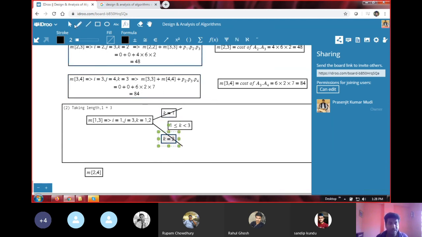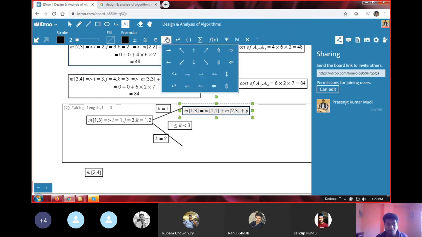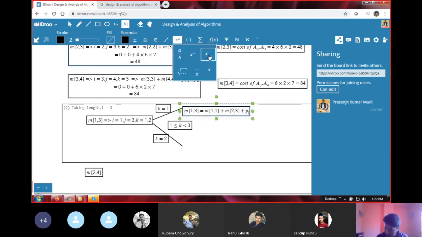So for k equal to 1 we will have one value, for k equal to 2 we will have the other value. Okay, so here we will get, according to the formula, m1,3 is equal to, for k equal to 1, m1,1 plus m2,3 plus p0 p1 p3.